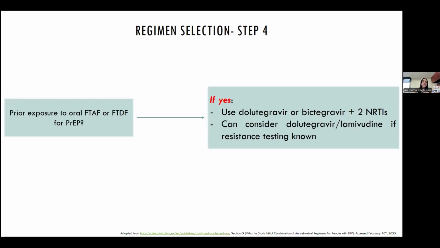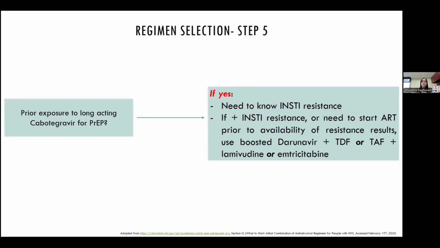So have they been on oral PrEP before? And perhaps were exposed to FTAF or FTDF? If that's the case, you need to usually use a 3-drug regimen in this case, okay? But you can consider a 2-drug if you have resistance testing back, just so you know. And if you remember from the first talk, that resistance testing will take about 3 weeks to come back, right? And this one is what we already talked about, so I'm going to skip that.